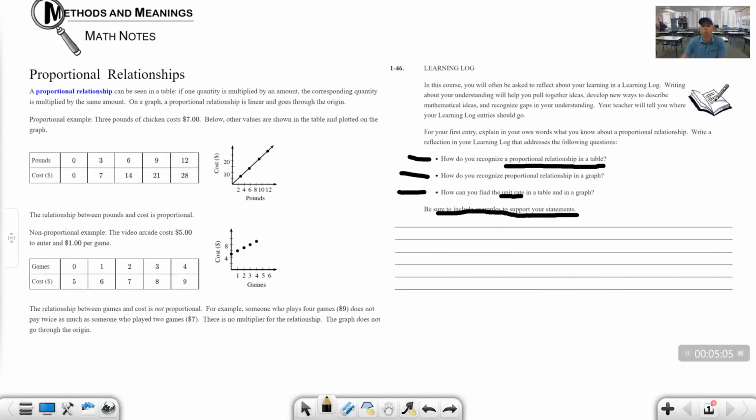So, here is your work for today, Learning Log 1-46. This is going to set you up for success when we actually do lesson 1.2.1.